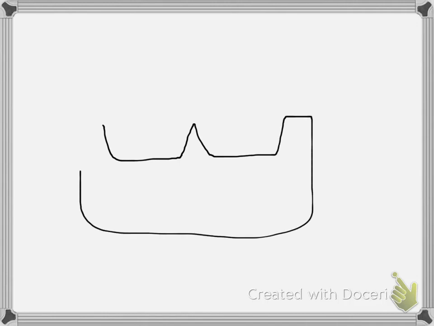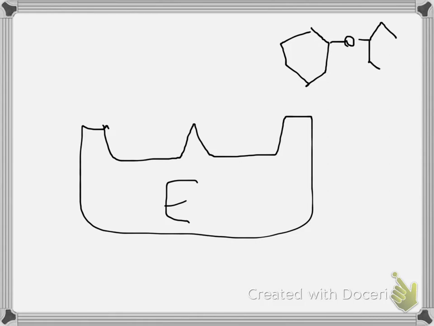If this is your enzyme, you notice it has a very specific shape. So this is my enzyme. Now, let's say this enzyme is maltase. Basically, what maltase does is it breaks down the maltose sugar into glucose and glucose. So this right here is my enzyme. This right here is my substrate.